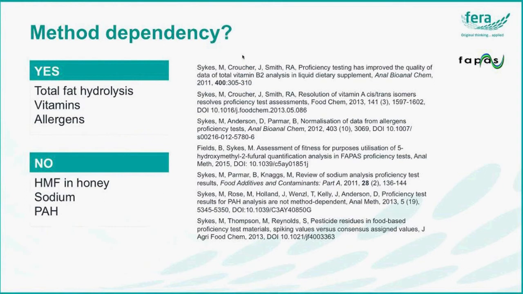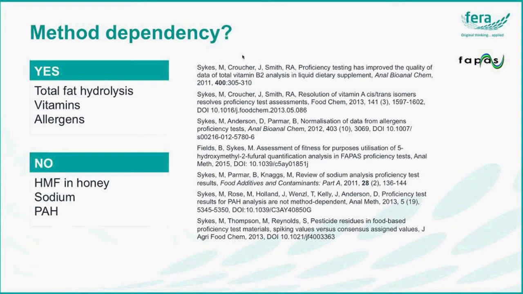So some examples here. Is there a method dependency? Yes. So total fat hydrolysis. In order to measure total fat, you have to do a hydrolysis step. This could be an acid hydrolysis or an alkaline hydrolysis, and which one will depend on the matrix. Vitamins and allergens are well known for being method dependent.